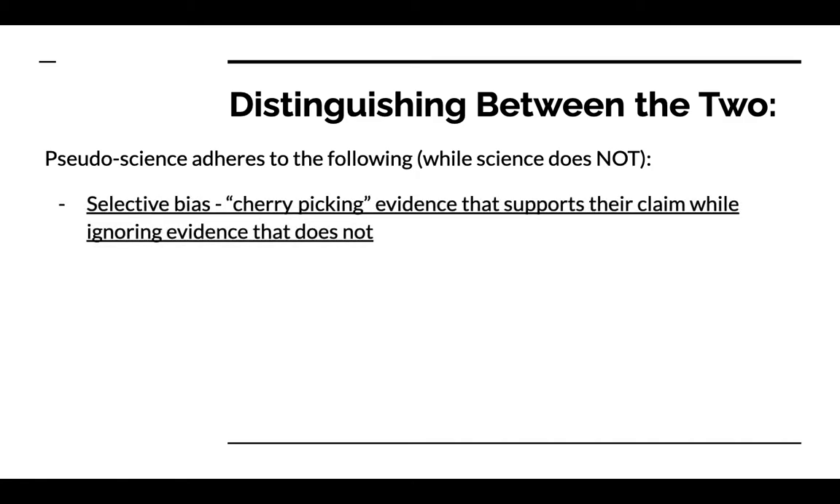Selective bias, aka cherry-picking evidence that supports their claim while ignoring evidence that does not. And you'll see this happen all the time, even in non-scientific arenas such as politics, mainly politics, now that I think about it, where people cherry-pick evidence to support their claims while ignoring evidence that does not.